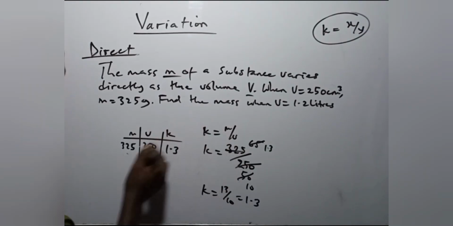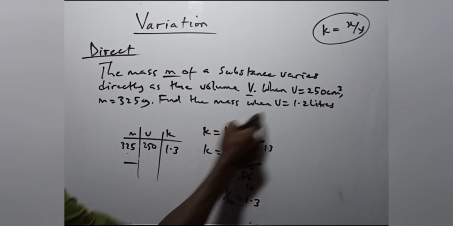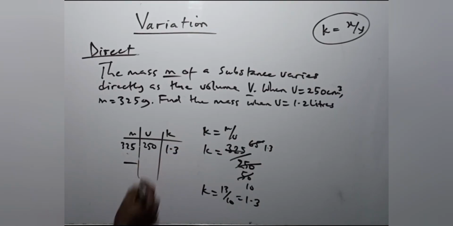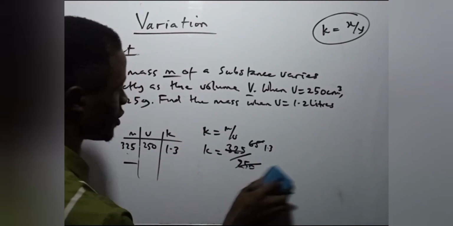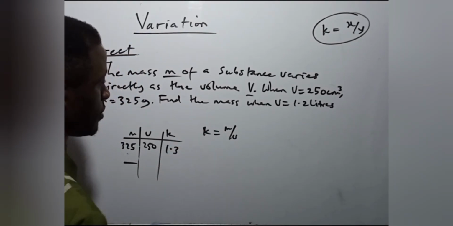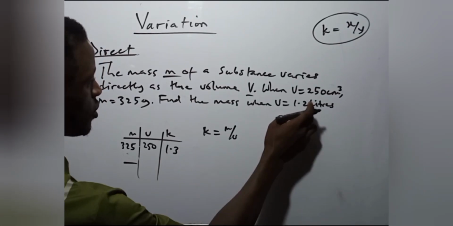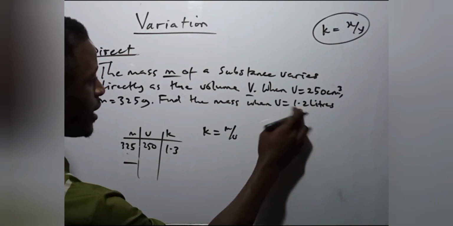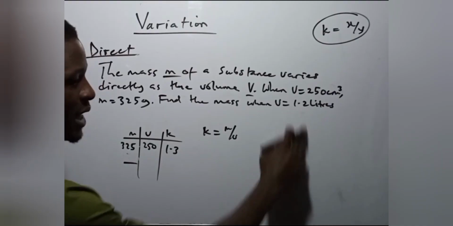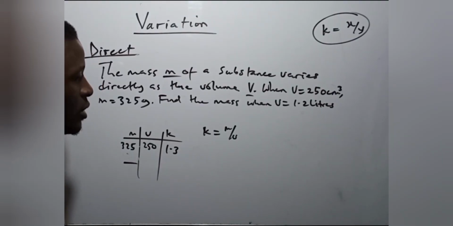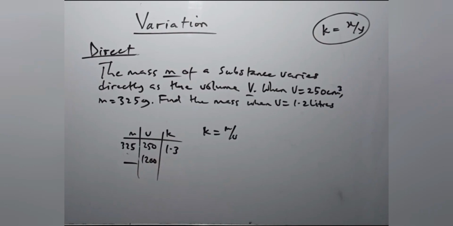It now says find mass. So we want to find mass when v is equal to 1.2 liters. Now I need to convert that liters to centimeter. How do you convert liters to centimeter? If you want to convert liters to centimeter, just multiply this 1.2 liters by 1,000. If you multiply 1.2 liters by 1,000, it's going to give you 1,200. Remember, k must be constant all through, so you put 1.3 there.